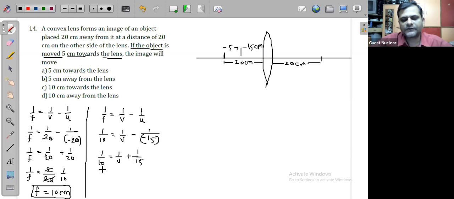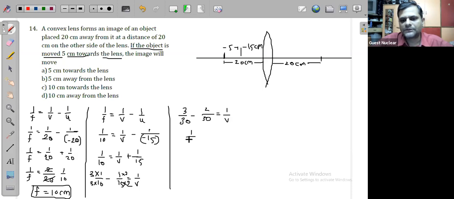If we just take this 1 upon 15 to that side, we get 1 upon 10 minus 1 upon 15 is equal to 1 upon v. So in the next step, the LCM that we are getting is 30. So we can just multiply this by 3 and divide also, and here multiply and divide by 2. So that we get 3 upon 30 minus 2 upon 30, and that is equal to 1 upon v. So this becomes 1 upon 30 is equal to 1 upon v, which means v is going to be 30 centimeter.